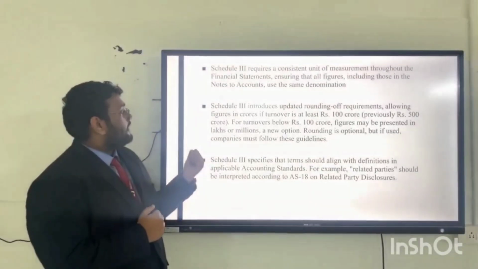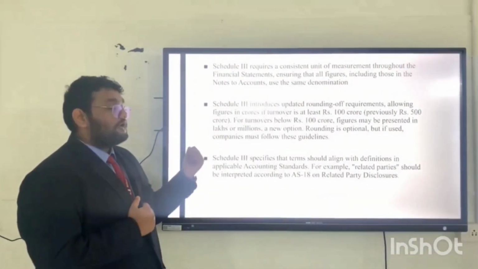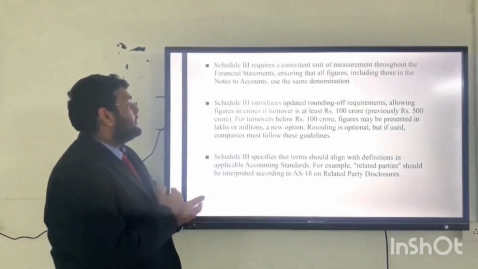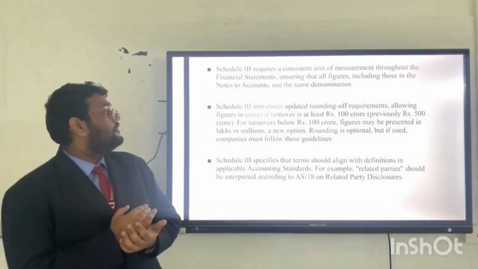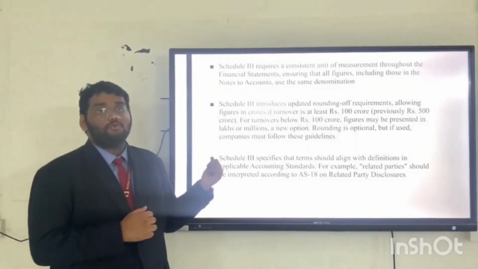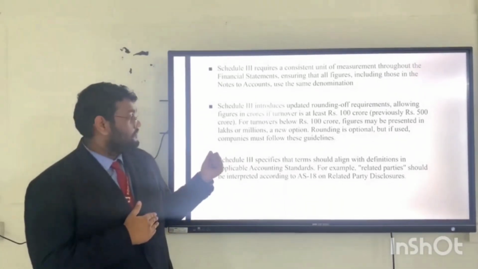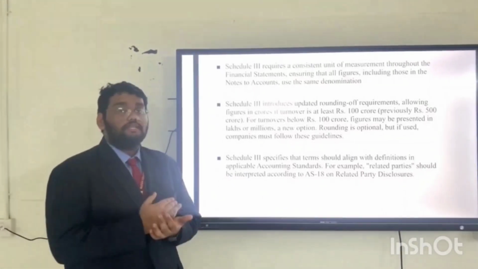The next one, the 11th one, talks about how Schedule 3 introduces rounding off requirements. It is not necessary, but if you comply with the rounding off, you should comply with the standards necessary. This talks that if the turnover is at least 100 crores, you could make it in crores. Previously, it was only at 500 crores that you could round off to crores. For those with turnover below 100 crore, you could round it off to millions or lakhs.